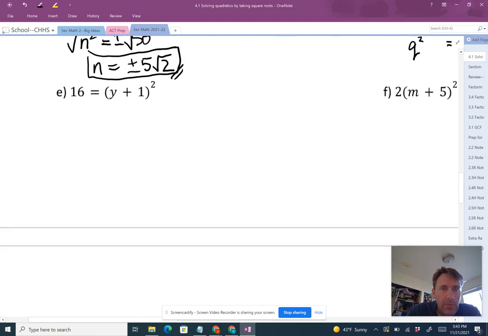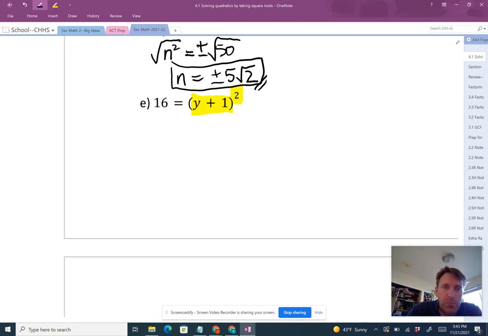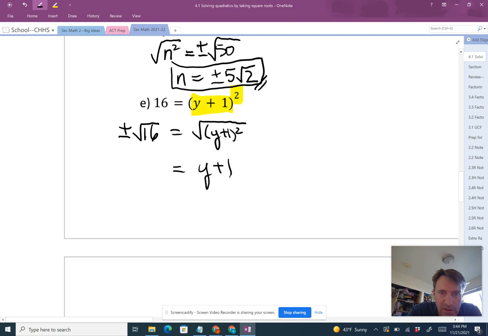And then we go to E. We say 16 equals y plus 1 squared. And here, all of this is already squared, so it is also already alone on the right-hand side of this equal sign. If you prefer, you can switch it over to the left. I think it's fine just like that. So we're going to take the square root of 16, again plus or minus, is equal to the square root of y plus 1 squared, and those cancel that square. So that leaves y plus 1 is equal to plus or minus, and the square root of 16 is 4.